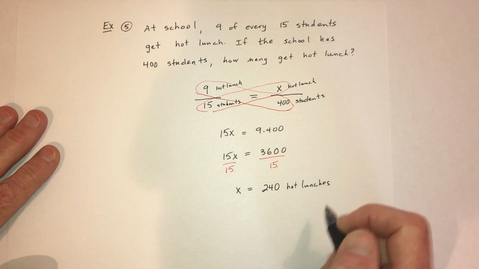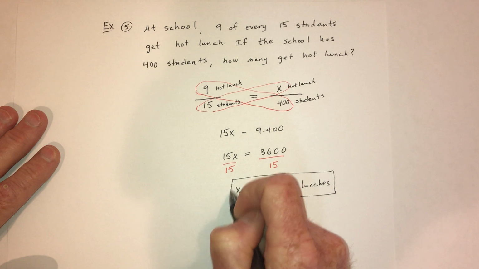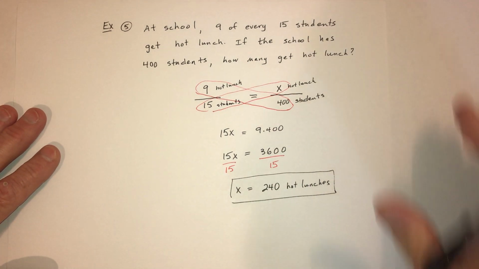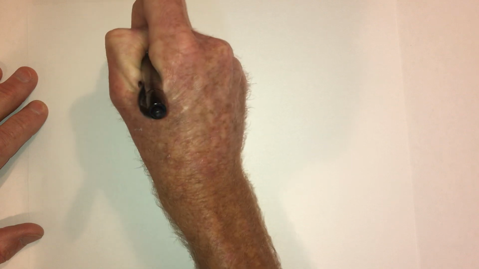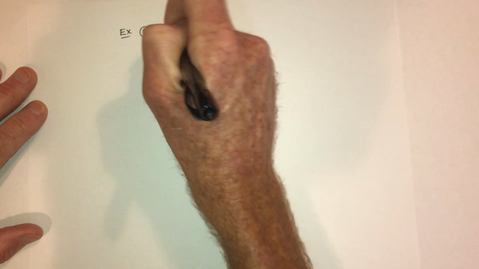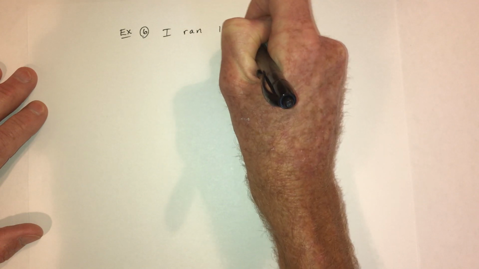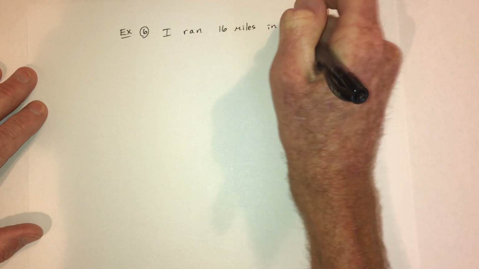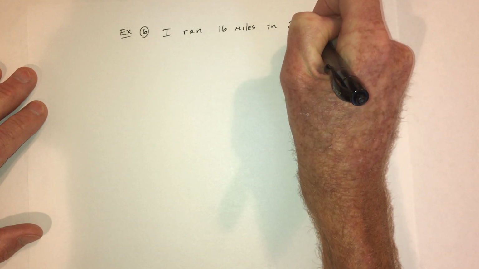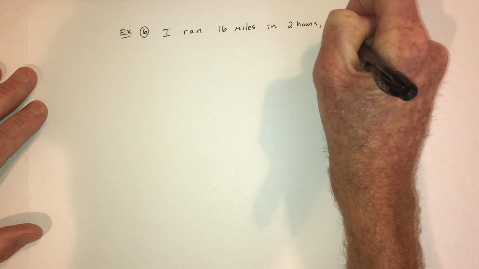All right, now we're almost done, but I looked at the homework and there's two more that I should do that are similar to homework problems. So for example number 6. So the other day before yesterday, I ran 16 miles in 2 hours, 20 minutes.